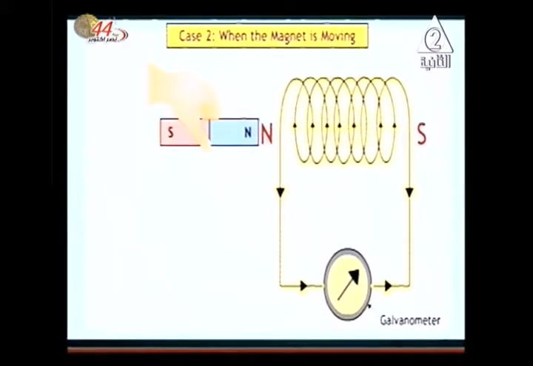When the north pole of a magnet is pushed into the coil, the induced current in the coil flows in a direction such as to produce a north pole at the end of the coil facing the north pole of the magnet. Why? A repulsion force between the two like poles resists the approach of the north pole, resists the motion of the magnet.